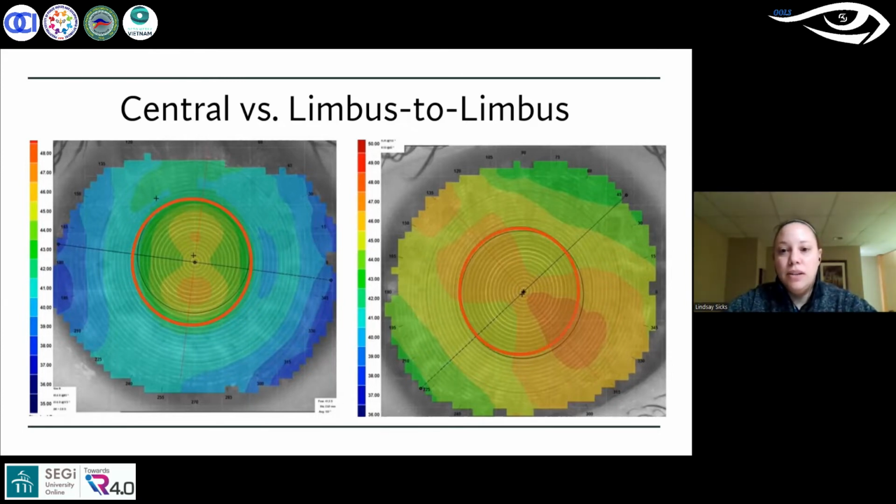But in a case where you put that same circle on the other side, you can see that the corneal astigmatism extends beyond that circle. So it's no longer central. It's really that limbus to limbus toricity that can cause the lens to decenter and leak that fluorescein, and that can affect your alignment curves.